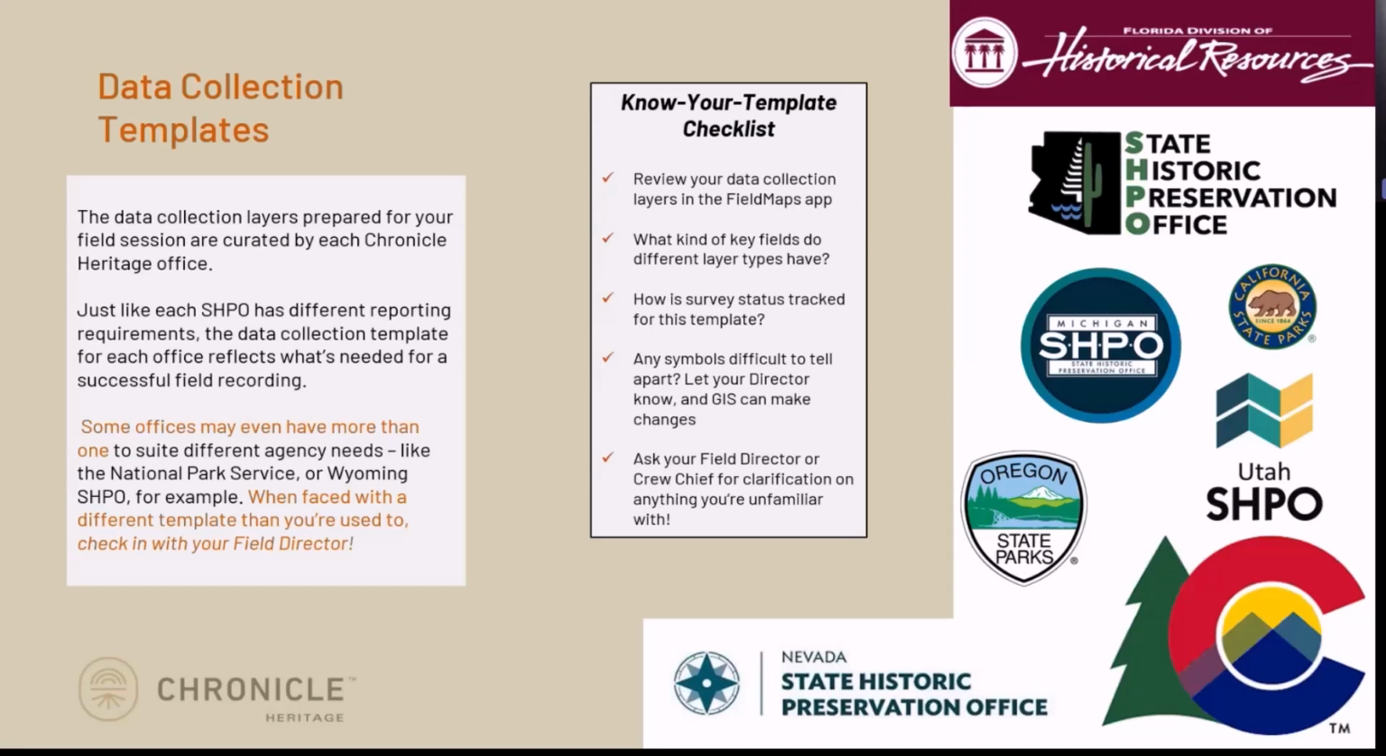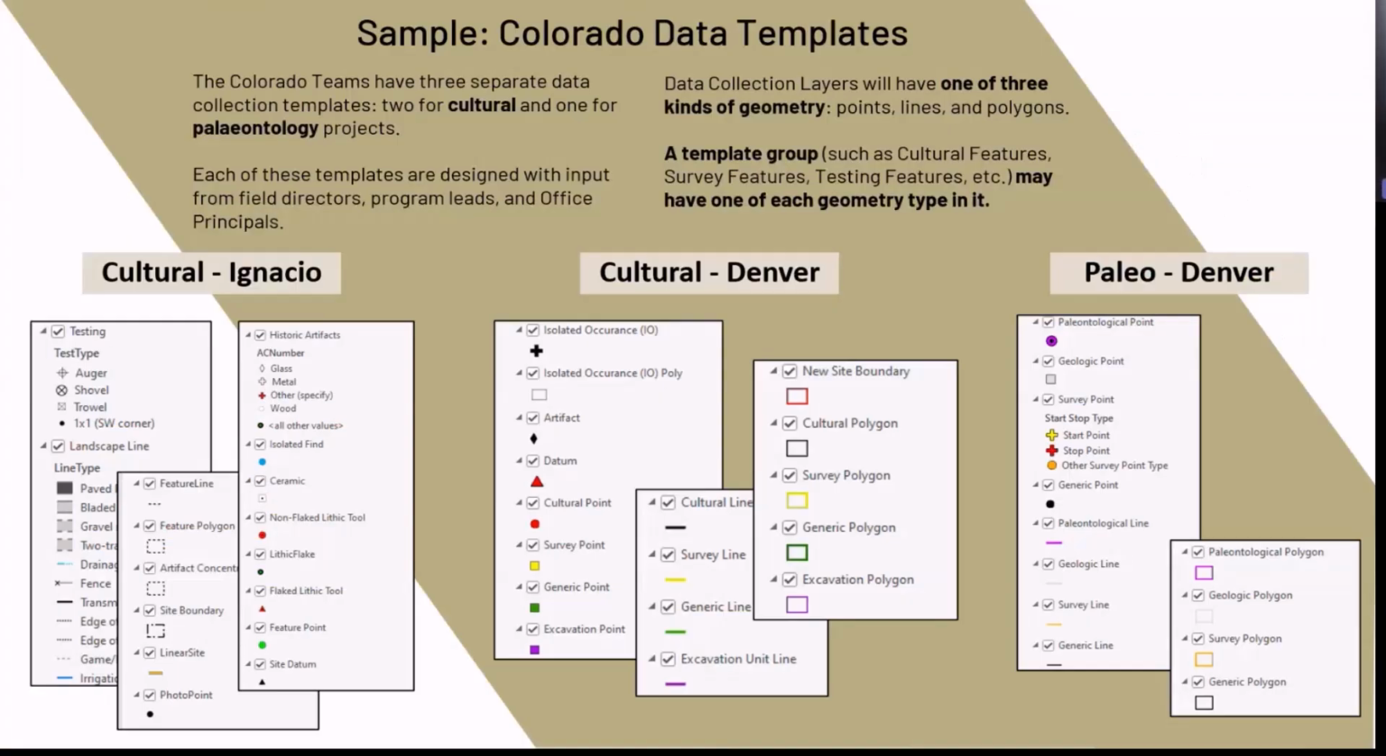When you're getting to know a template, here are some thoughts and ideas to ask yourself questions to make sure you feel confident and comfortable working with a template. So here's our Colorado sampler example. As I mentioned, we've got 3: 2 for culture and 1 for paleontology. We have 1 for the Ignacio team, the cultural projects, and 1 for the Denver team. And then we also have a paleontology data dictionary. Some people say data dictionary, some will say data template. They're kind of the same thing.